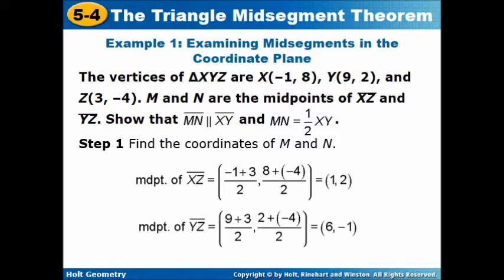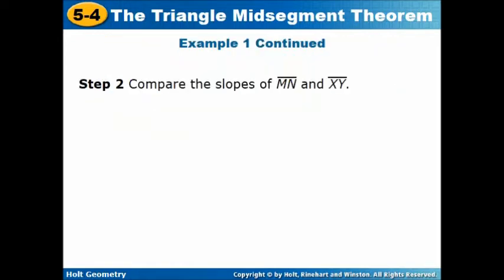All right, the next thing we need to do is to find the midpoint of YZ. Now, the two points, Y and Z, have x coordinates of 9 and 3, so you'll combine those and again divide by 2. And the y coordinates of Y and Z are 2 and -4, so you will combine those and divide by 2, and you will get midpoint coordinates for YZ of (6, -1).